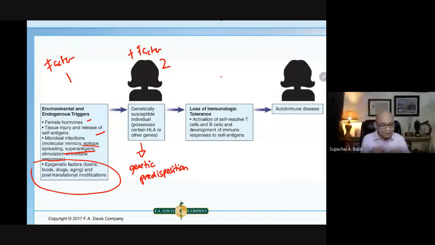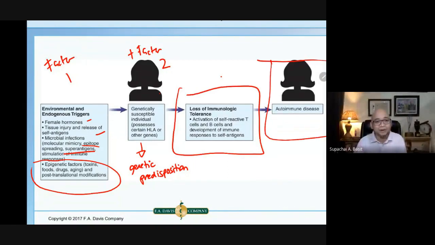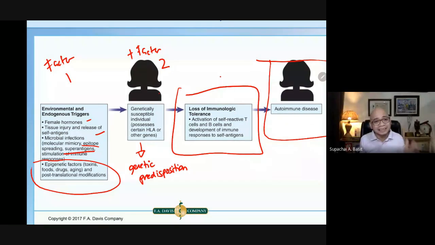So imagine having all of these factors, and you are female, and you are genetically predisposed, and then there is a loss of immunologic tolerance, hence you develop an autoimmune disease. That's not really an advantage, but that's the factor for the development of autoimmune disease. But does it mean that males will not develop an autoimmune disease? Actually, they still can. I'm telling you that females are just more vulnerable, but males can still develop autoimmune disease.